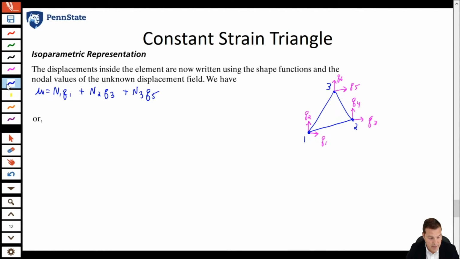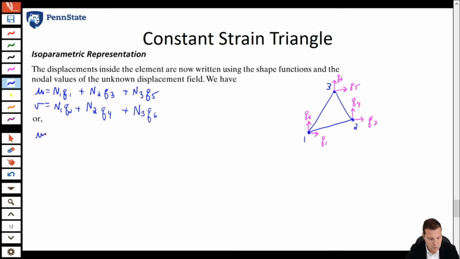Can you guess what the Y displacement is going to be? V is equal to N1 times Q2, right? The Y component of that local displacement, plus N2 Q4 plus N3 Q6. We know the shape functions. We know what the values are for N1, N2, N3 in terms of psi and eta, right? We wrote those. So we can substitute that in.